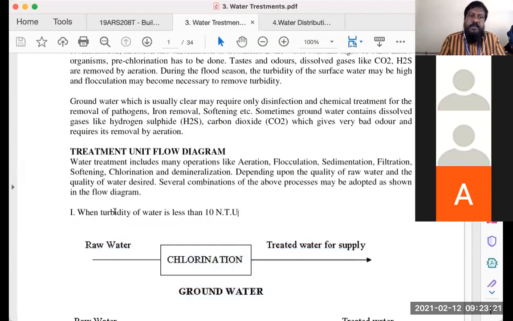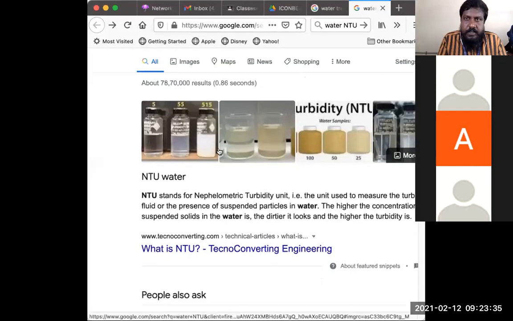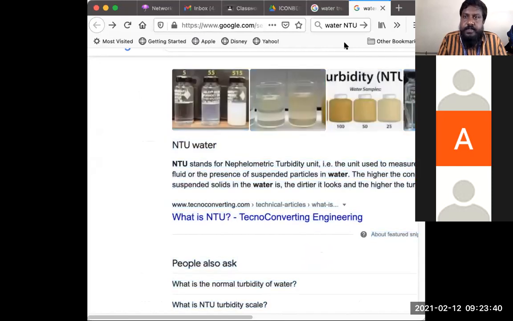Yes, sorry. So I was telling you about the various treatment processes. Each process has a specific function which it has to carry out. And before starting, there is something mentioned as when turbidity of water is less than 10 NTU. So what is NTU? NTU is nothing but nephelometric turbidity unit.